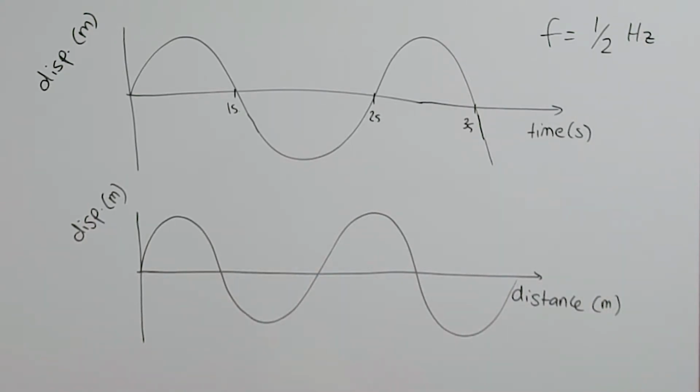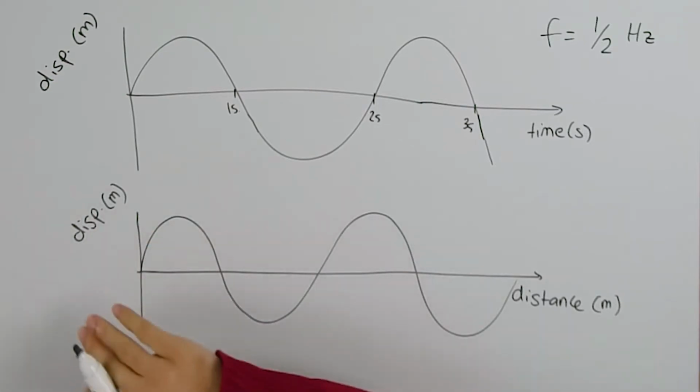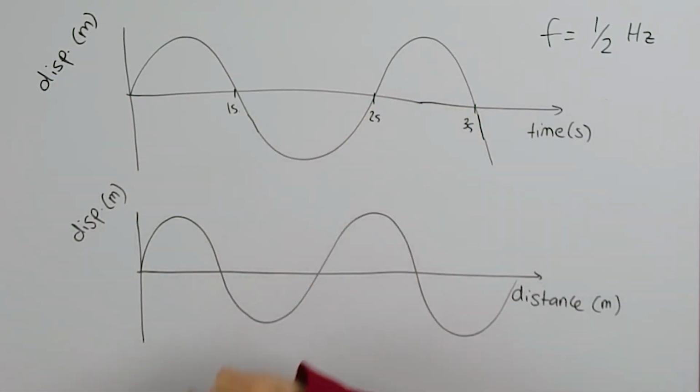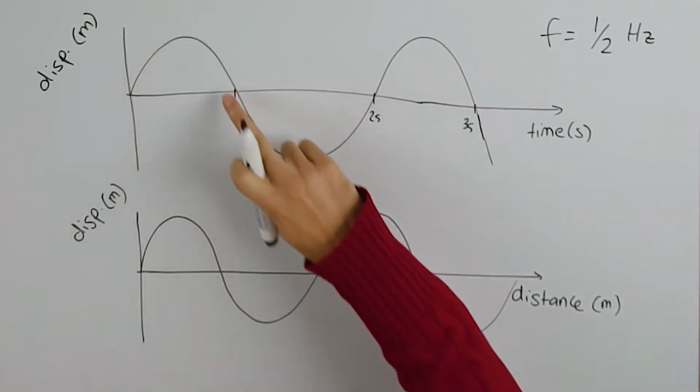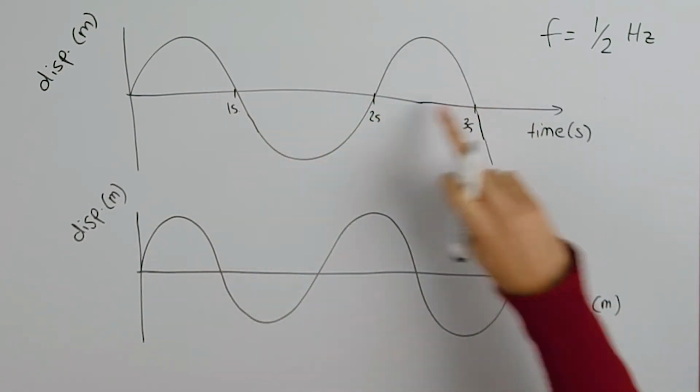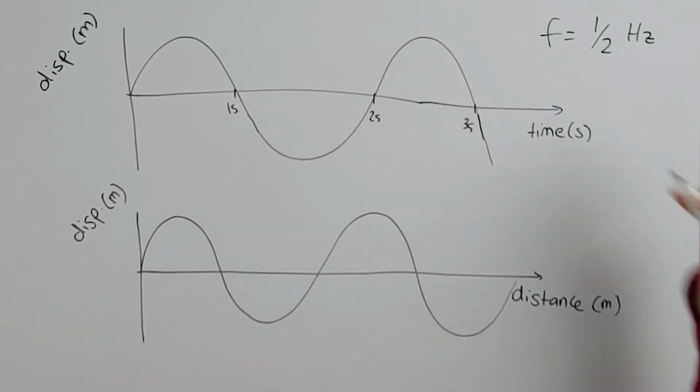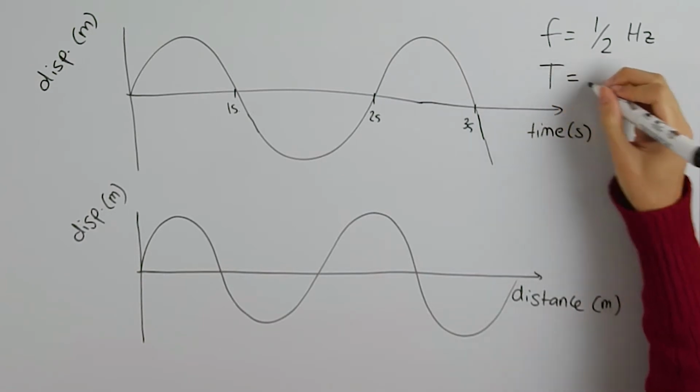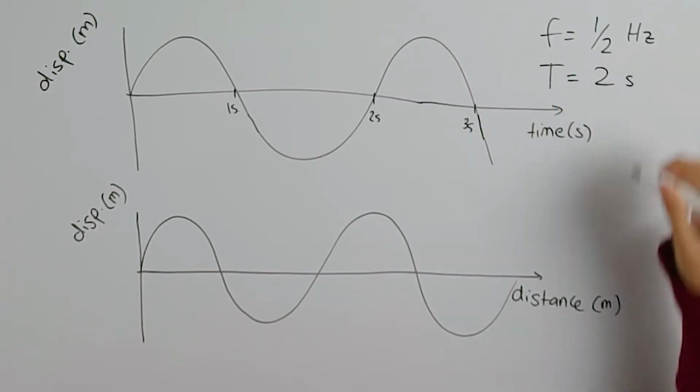Then we have our period. So our period is the time taken for one full wave cycle. So if you look at it, the time taken for one full wave cycle before it starts repeating again is 2 seconds. So we have our period, which is equal to 2 seconds.